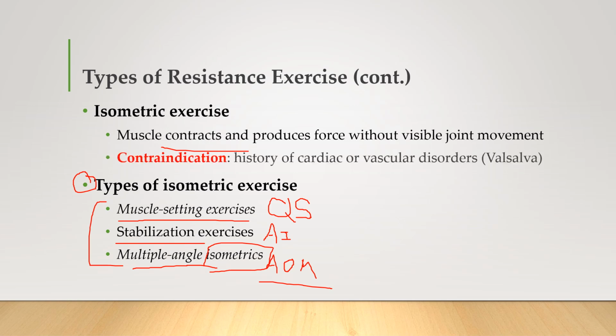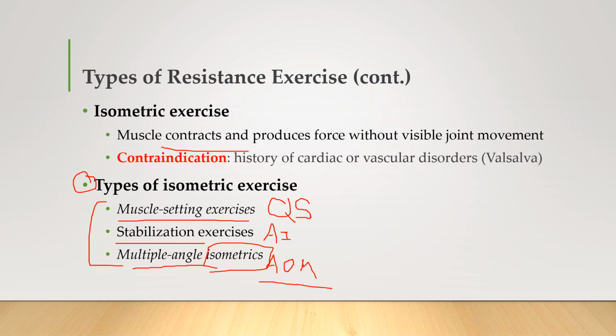Okay, and something else that you have to consider for isometric exercise is a history of cardiac disease and vascular disorders. You're just trying to really avoid the Valsalva maneuver, which is where your patients hold their breath, and that creates a lot of internal pressure, intra-abdominal pressure, intracranial pressure, all those things. It could really spike their blood pressure, and that's not good for somebody that has cardiac or vascular disorders.